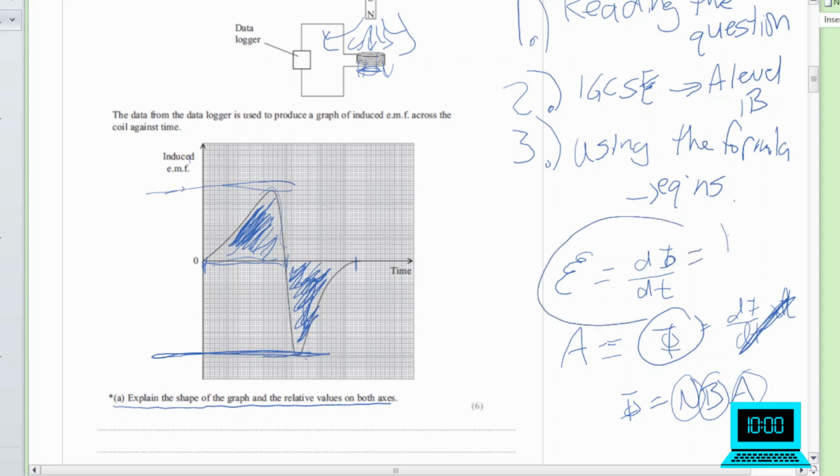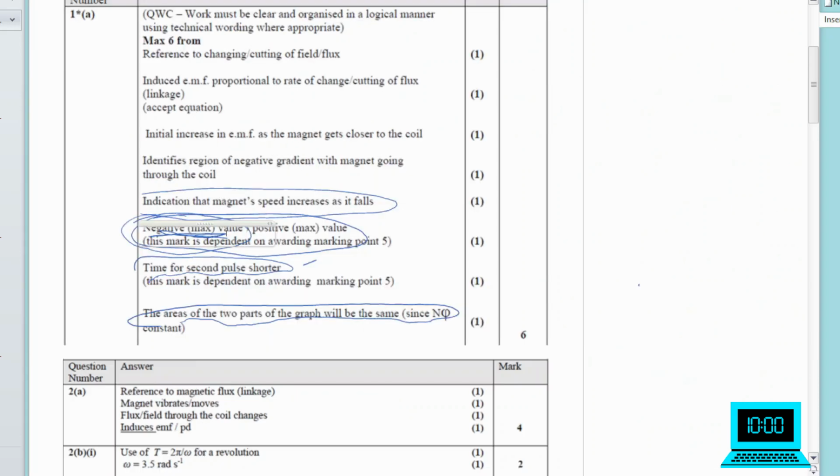Your other equation for your EMF is BLV. Okay, the B is not changing. The L is not changing. It's the velocity of that magnet as it moves through, which is changing. So you should see a greater peak here. Yes, it's negative because it's leaving, but it's greater than the positive peak when you first have the magnet enter. And so that's that point there.